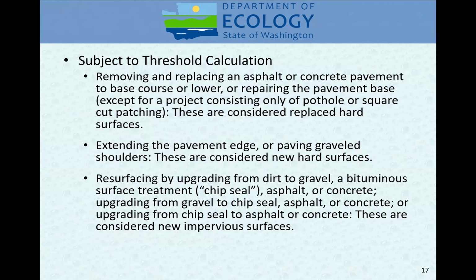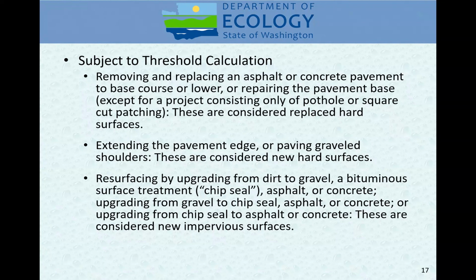Now, some maintenance activities are only partially exempt, and you need to look at those and determine if they are replaced or new hard surfaces and count those against the thresholds you're dealing with for the flow chart. Because we're doing all this before we look at the flow chart. We're doing this to determine how much new hard surface we have and how much replaced hard surface we have.